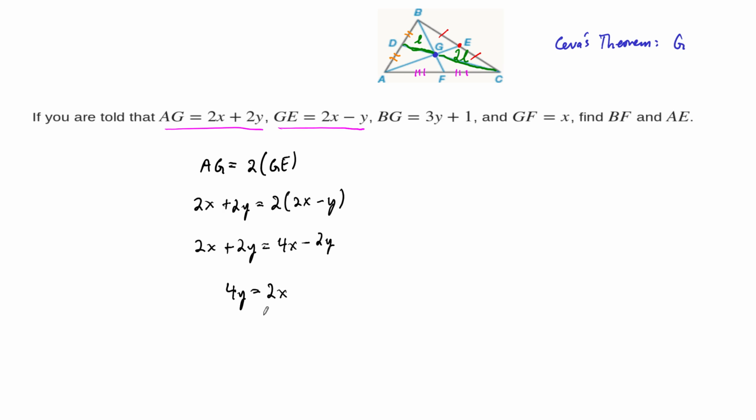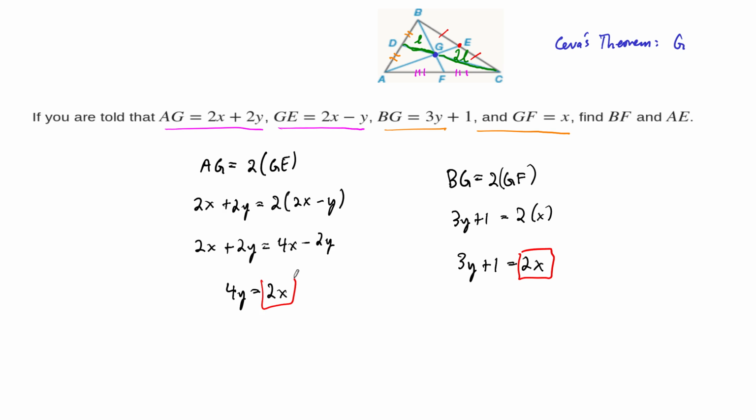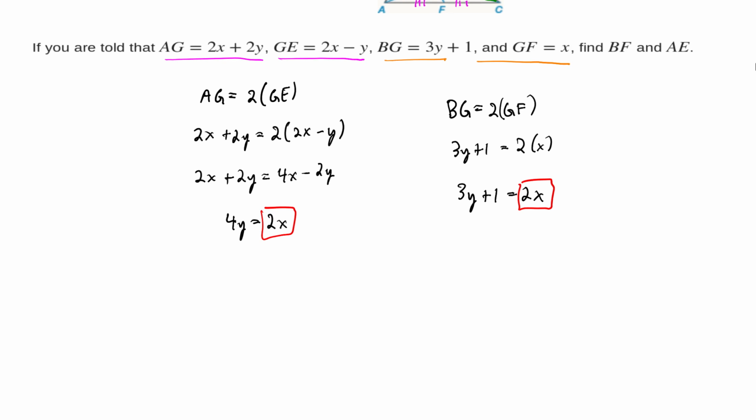We still don't know exactly what x and y are. On the next one, we see this information is given about BG and GF, and same deal here. So BG has to be twice GF. That's just by properties of the median and this point here in the middle. If we write this out, BG is 3y plus 1. GF is x, so this is 2 times x. And so we have 3y plus 1 is equal to 2x. And now we need to solve for x and y. We need to find both of them to be able to answer our question. And notice that the way I have it now, both of these two equations are solved for 2x. So let's leave it that way.